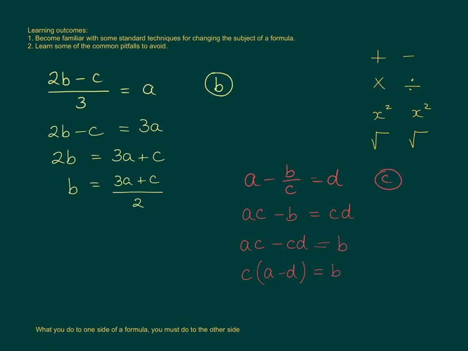And finally, because C is multiplied by A minus D on the left, we need to divide both sides by A minus D. So C is equal to B over A minus D.